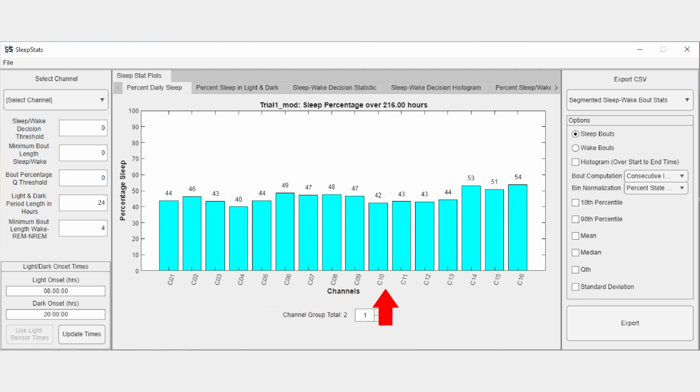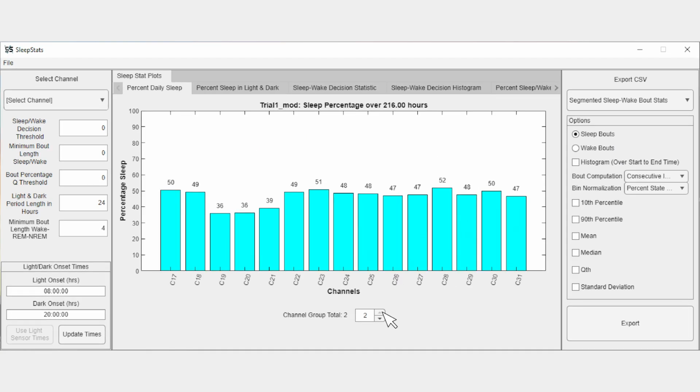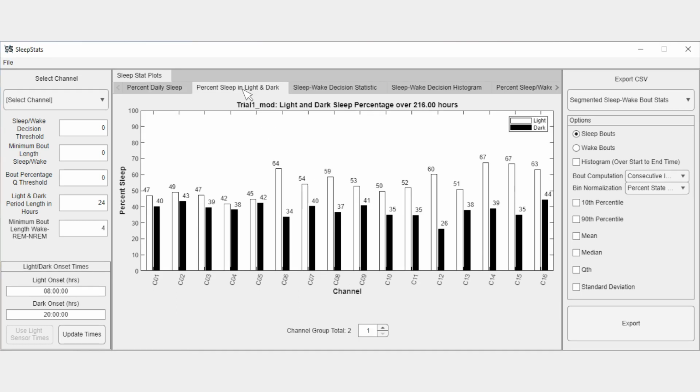Graphs can show up to 16 channels at a time. If your system has more than 16 cages, an arrow icon will appear so you can page through the graphic to see the additional channel results. The % sleep in light and dark plot segments out all the light and dark intervals from the first light onset to the last, and it presents the average over all days in side-by-side bar plots. If a full light period followed by a dark period is not included in the recording, no graphic will be shown in this case.